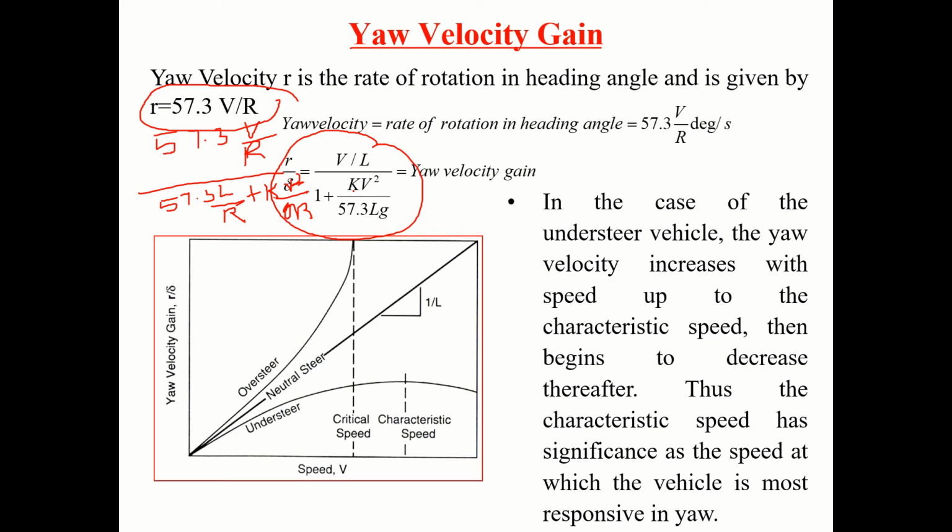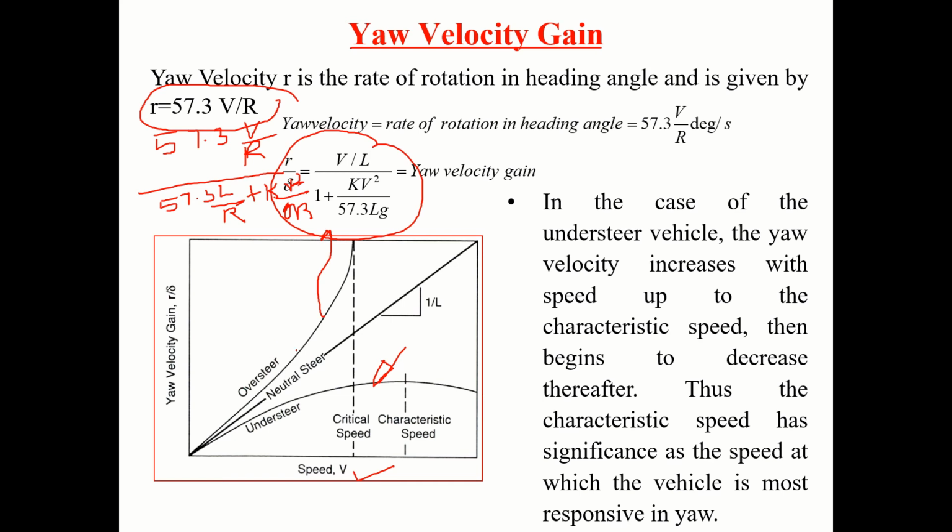Okay, if K is positive, this becomes larger now. Then you will get this. If K is negative, then you will get these characteristics with vehicle speed V. Correct? So characteristic speed, you know where it becomes twice, and critical speed where delta becomes 0. Correct? That is yaw velocity gain.